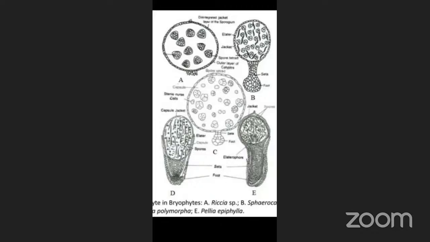Here, in Riccia, there is no sterile tissue, or very limited sterile tissue. Maximum sporogenous tissue, nothing but fertile cells, is there. Only a little amount of sterile tissue is present. There is no foot and no seta. Only a single layer of capsule wall is present. These are all sterile tissue.